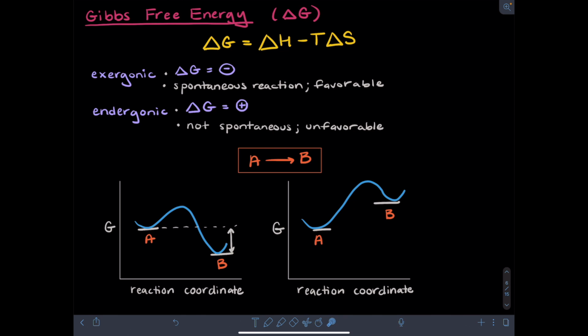Notice that in the left graph, the Gibbs free energy of B is lower in energy than of A. In this case, the delta G for this reaction would be negative, and we would call it an exergonic reaction. In the other graph, B is higher in energy than A. For this reaction, delta G would be positive instead. And because of this, we would call this an endergonic reaction.